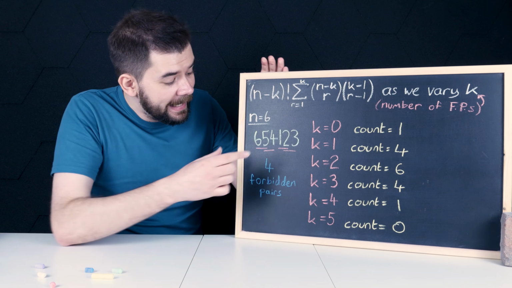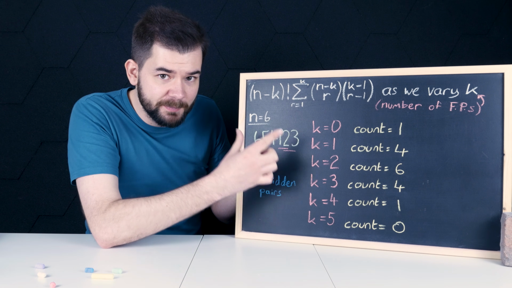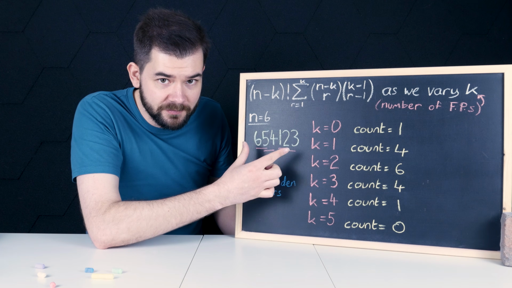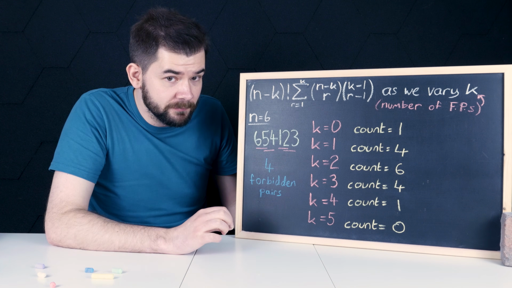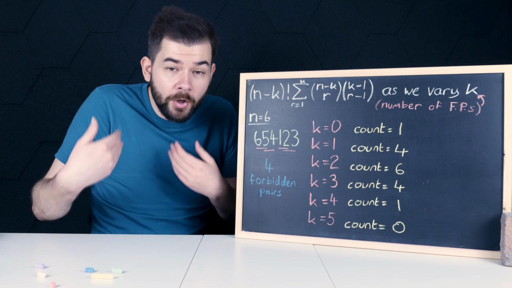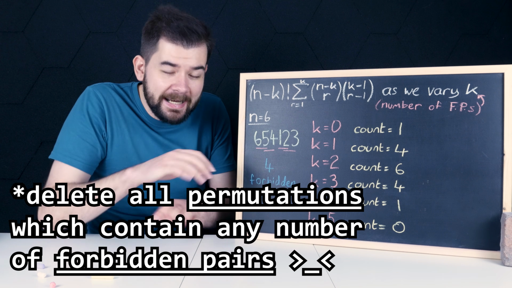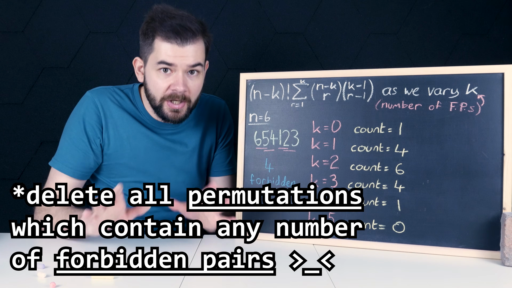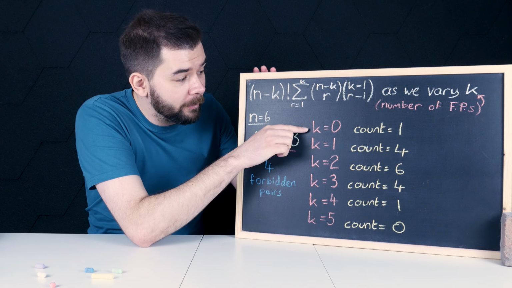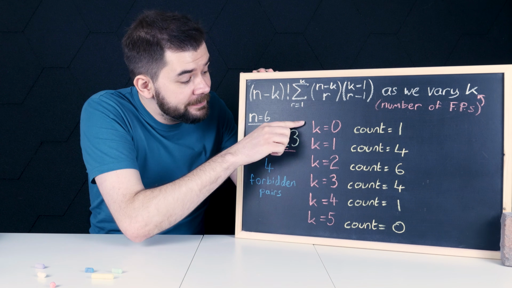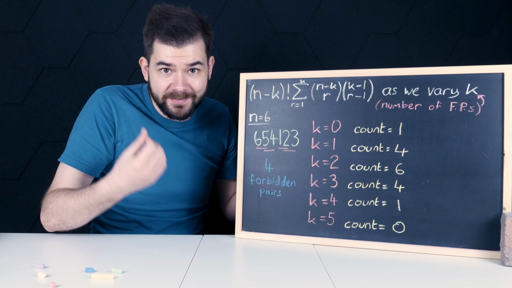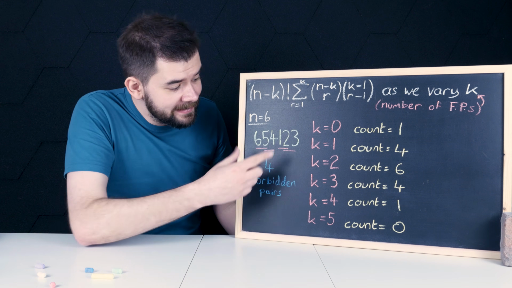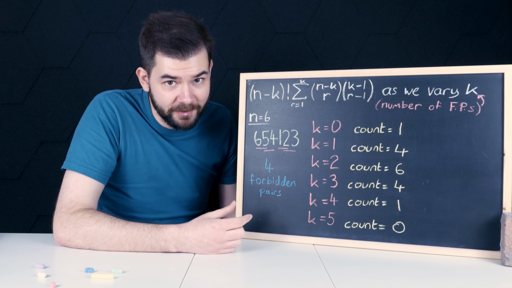Let's see exactly how many times this specific permutation gets counted, because we want to count it exactly 0 times, because we want to delete all of the permutations that contain any number of forbidden pairs. So the ones that we'll be left with are the ones that we include at the start, but then they don't get excluded at all. So the ones that we'll be left with are the ones that contain no forbidden pairs. Let's see how many times this specific permutation gets counted.